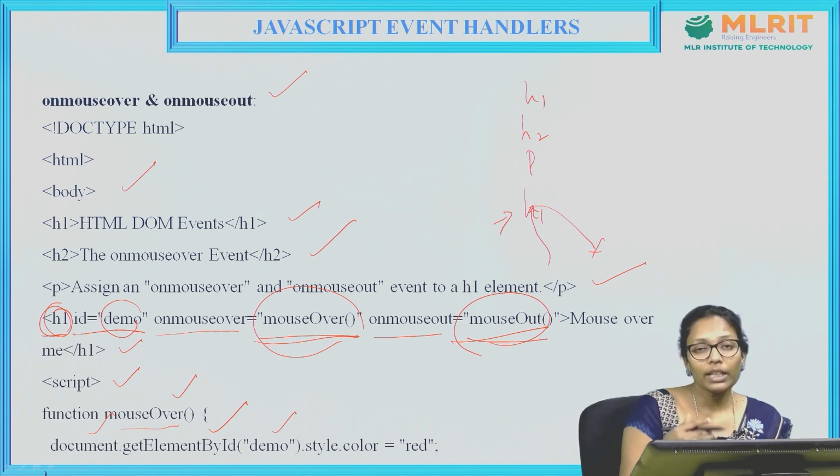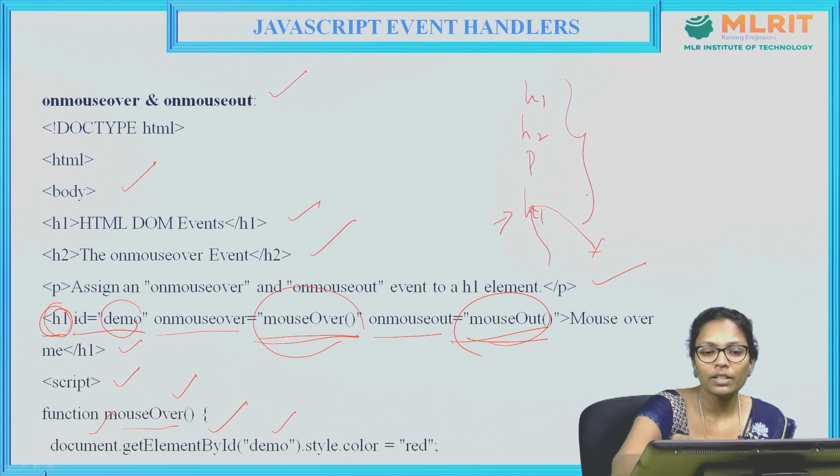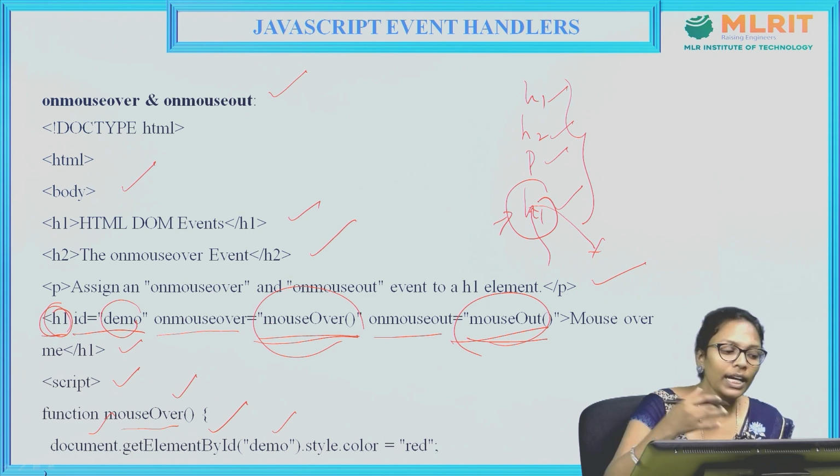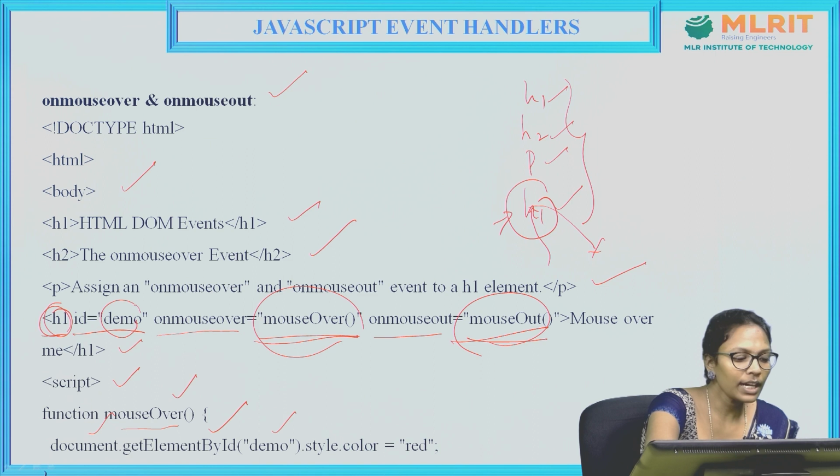So we are retrieving some particular element. In your program you have 4 elements, one H1, one H2, one P and the other H1. But I want to access only the last H1 element. So how to identify that last H1 element? I already have given the ID. What is the ID name?